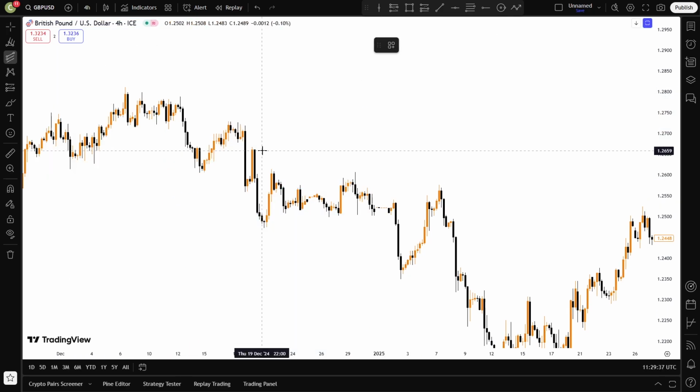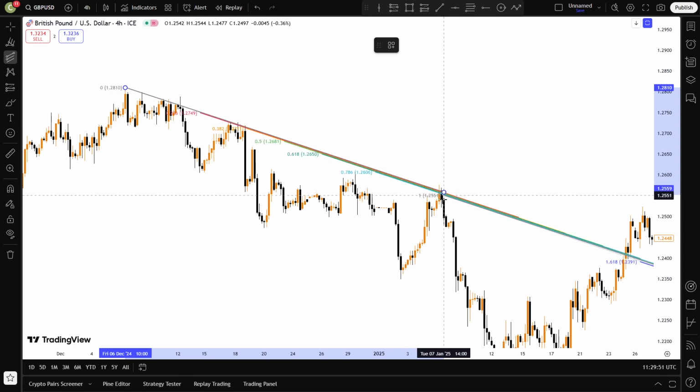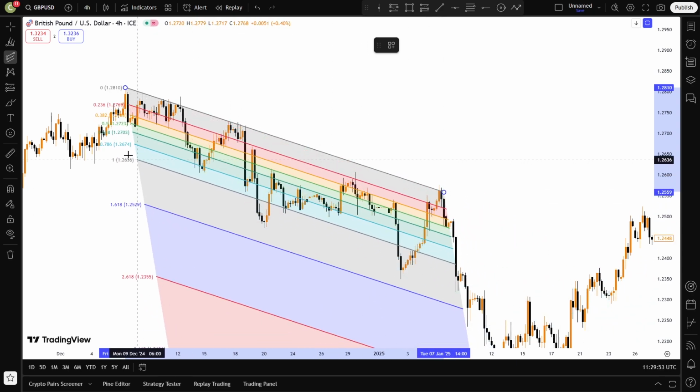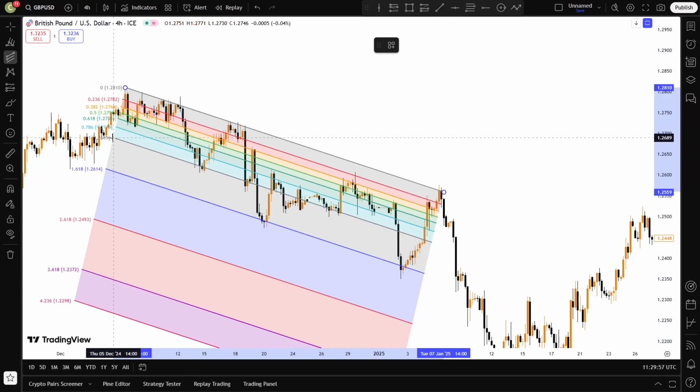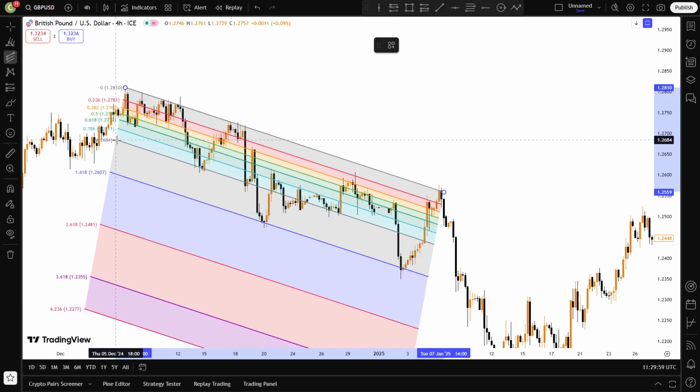The fib channel is a parallel channel with the Fibonacci levels inside, which helps with dynamic support and resistance. So what you can do is you just create your trend, and as you can see, you can create a channel with fib levels in between them. That will help you to get dynamic support and resistance.